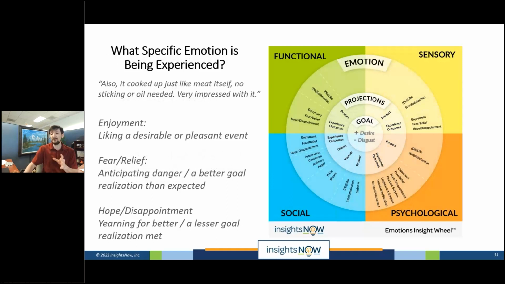So that means we've got three key emotions: enjoyment, fear that there would be something and then relief that there wasn't, and hope or disappointment. So we can look at each of these. Enjoyment is liking a desirable or pleasant event, right? Having an experience that was desirable. Fear-relief is when you anticipate something bad and you actually get something better than your expectation. And hope and disappointment is where I was wanting something better, but I didn't get it.